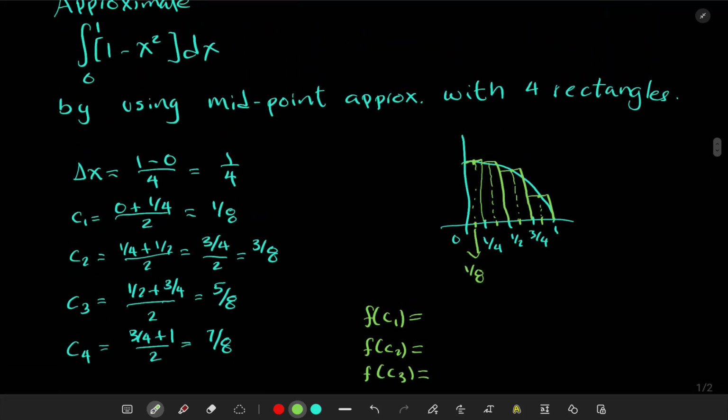So notice here my function is 1 minus x squared, so I'm going to be plugging in C1 and squaring it. So 1 minus C1, which is 1/8. I'm going to square that. When I square, I'm going to get 64. So I'm going to have 1 minus 1/64 is 63/64. 63/64. Then for the next one, I'm going to have 3/8. Square it. That's going to be 9/64. So 1 minus 9/64 is going to be 64 minus 9, which is going to be 55/64.